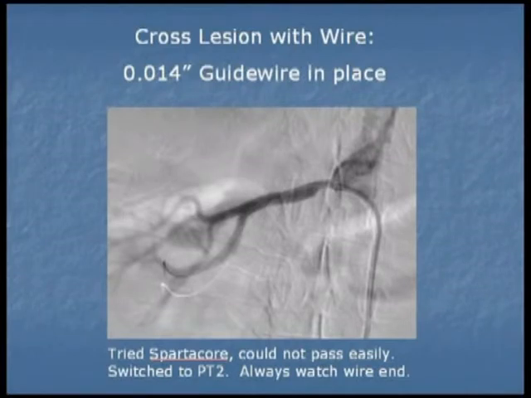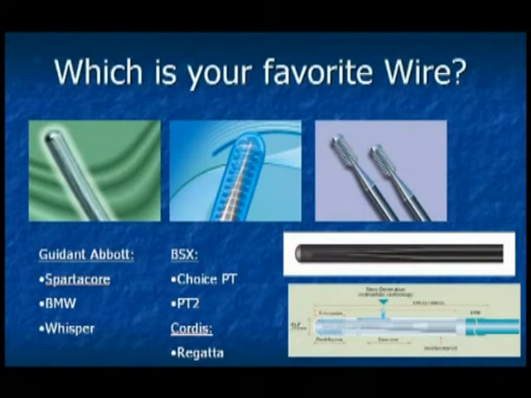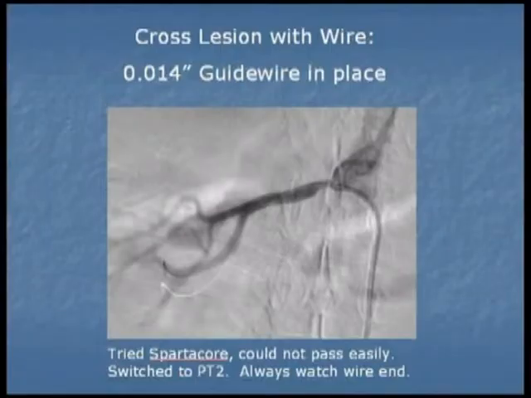There's been some discussion in terms of what is your favorite 0.14 guide wire for renal stenting. Obviously, the SpartaCore by Guidant has been very good for us, offering a lot of support. But on this case that we're showing, it did not have the necessary torque to get through some of these lesions. So we're very quick to go to a conventional wire such as a BMW. Other wires such as a PT2 from Boston Scientific are good, and the Cordis Regatta wire is also an excellent wire.